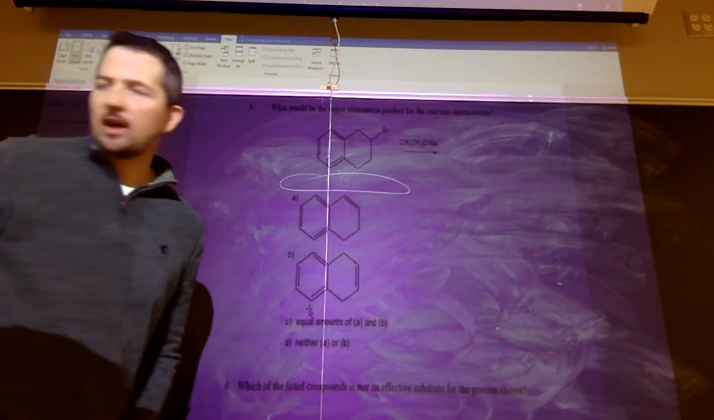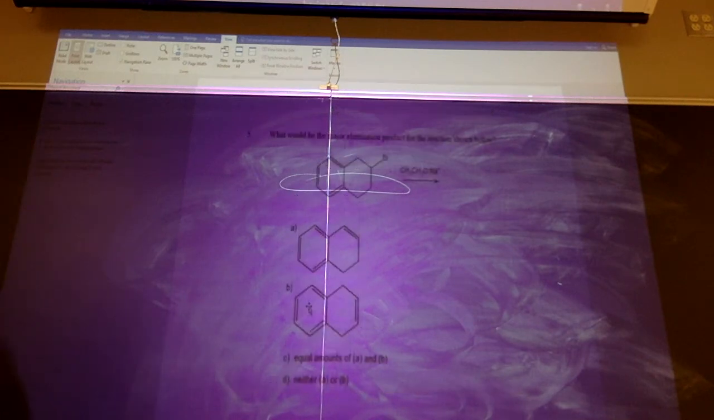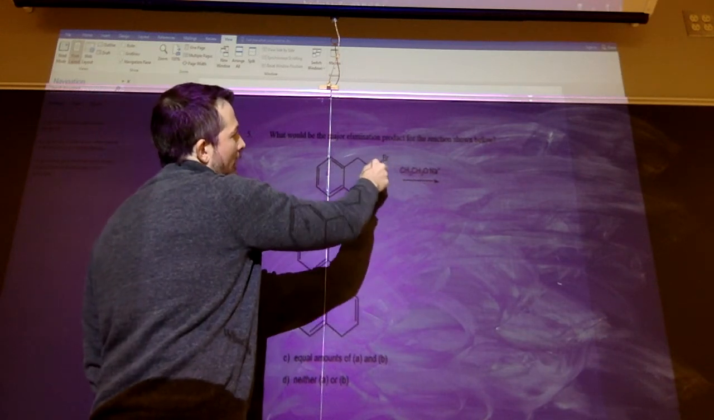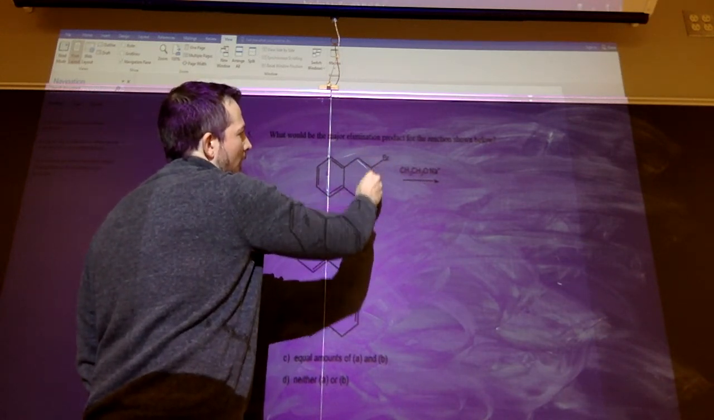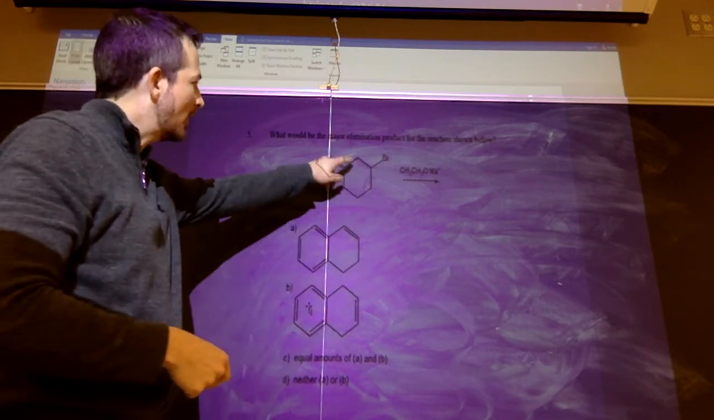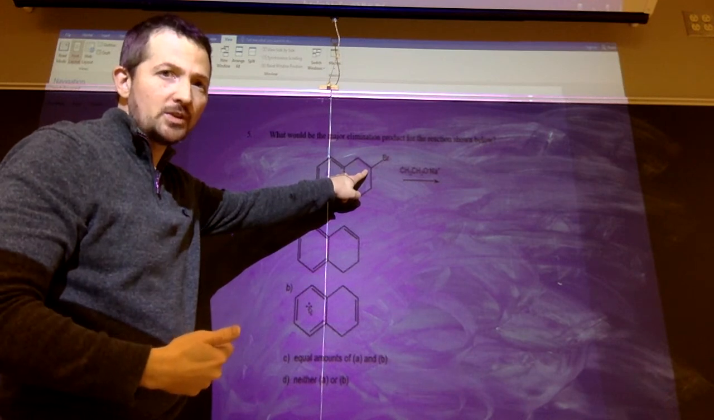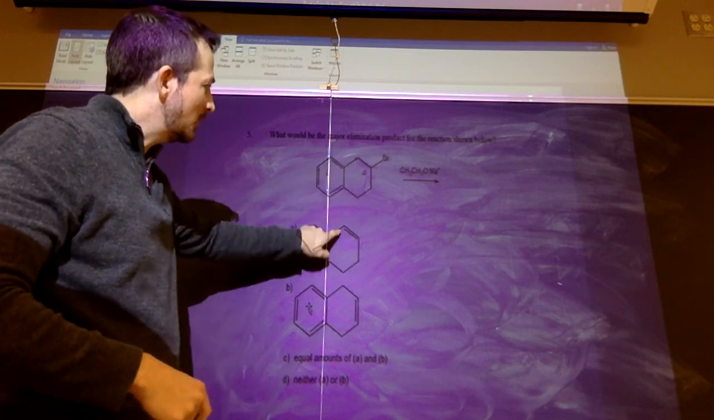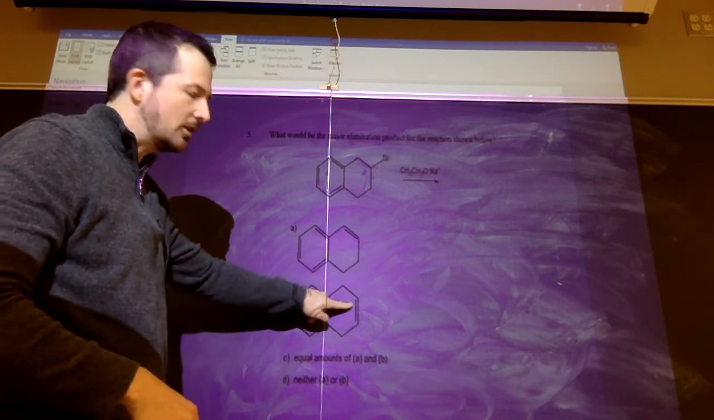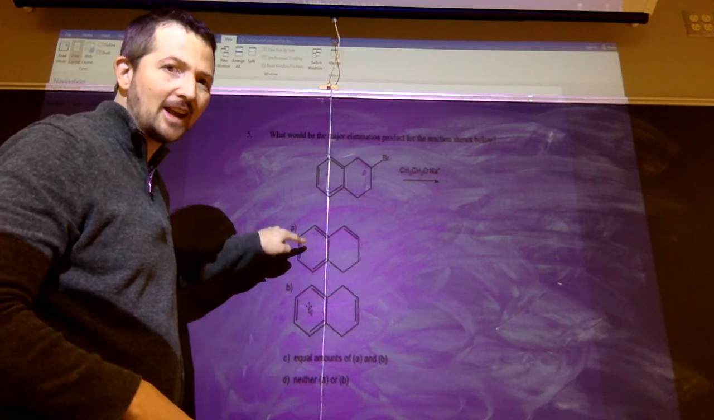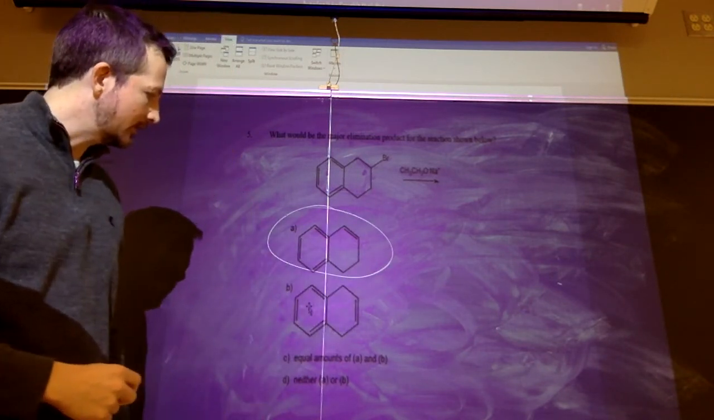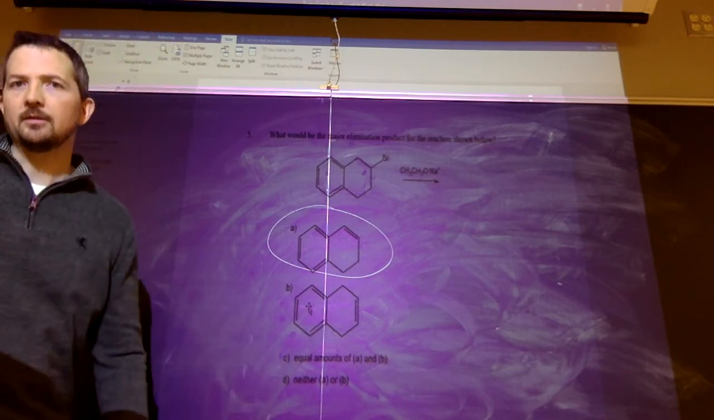What would be the major elimination product? So if you look at your possibilities here, here's your double bond, here's your halogen. So you form your double bond here or here. Okay, 2 possibilities. But you want to see which one's more stable. They're both equally substituted. But if you put your double bond here, it's in conjugation with the ring. The double bond here is not conjugated. So conjugation adds stability, so that will be your major product there. So not equal amounts.